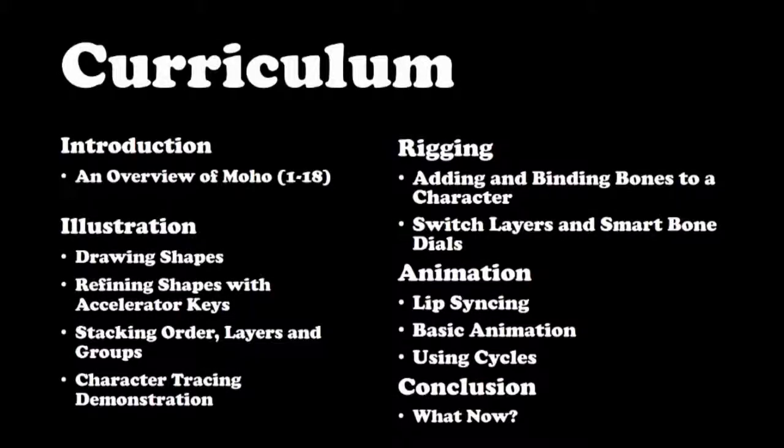Now, this course is going to cover this overview of Moho, and then we're going to get into illustration and drawing shapes, refining them with accelerator keys, stacking order and layers and groups, and then finally I'm going to show you a demonstration of tracing a character, my favorite way to illustrate. From there, we're going to move on to rigging, adding and binding bones to a character to make them easy to control, and switch layers and smart bone dials that allow you to control multiple options for displaying an illustration component. Finally, we'll get into animation, which involves lip syncing, basic animation, and using cycles to repeat an animation, and we'll end with the conclusion.